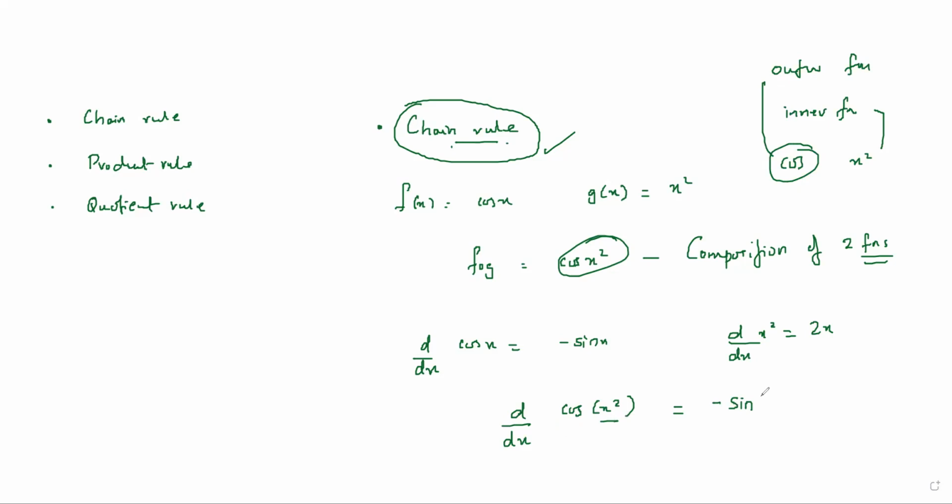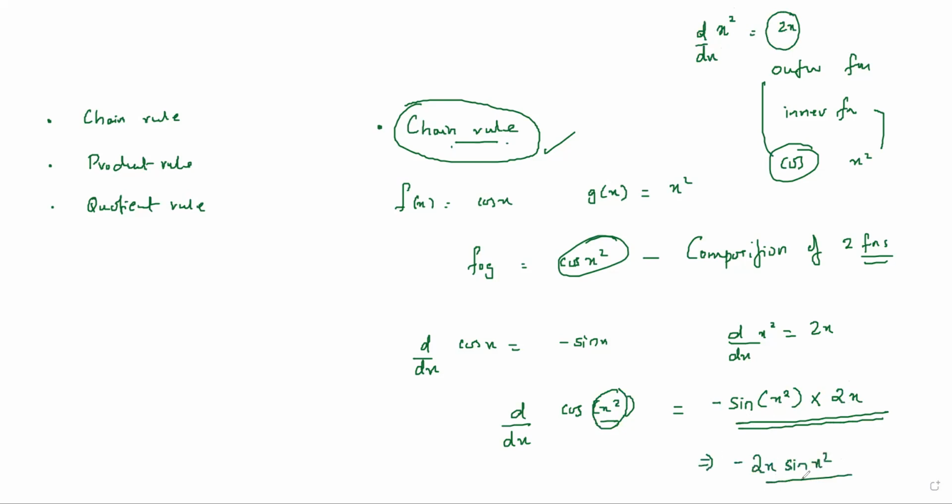So just write down that: minus sin x square into, the answer is not over because you have an inner function. What is the inner function? x square. And what is the derivative of x square? We know the derivative of x square is how much? 2x. So what do you have to do? You have to multiply that derivative also. So what is the final answer? You can also write that as minus 2x sin x square. So you can write the answer like this also. Okay, so is chain rule clear?